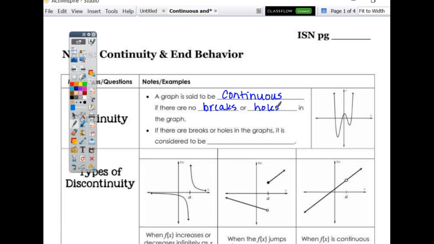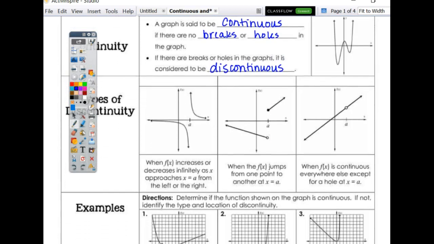So the attribute we're going to talk about today is continuous and discontinuous. Continuous is if you can draw the graph without lifting your pencil up. So this is continuous. Can I draw this graph without lifting my pencil up? This is discontinuous. And we have three kinds of discontinuous.